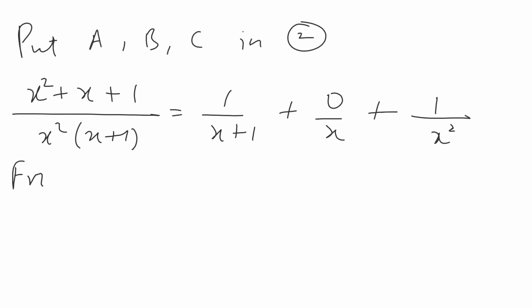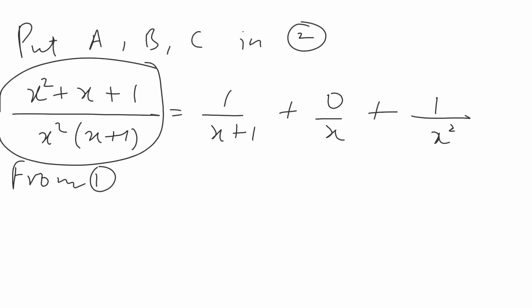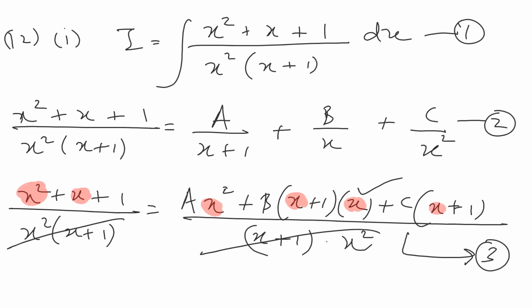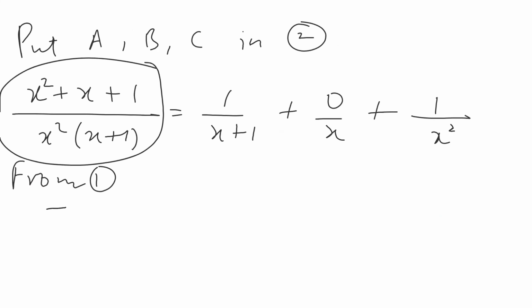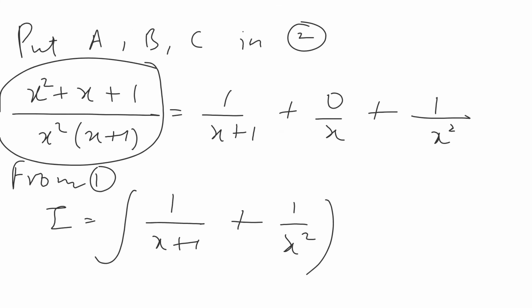Now from 1, see we have the value of this now. So from 1, this is getting replaced with whatever we have got by the method of partial fractions. Integration of 1 upon x plus 1 plus 1 upon x square dx. Now why this happens is because 0 upon x will be 0 and integration of 0 will be 0. After this particular step, I am going to integrate this individually.